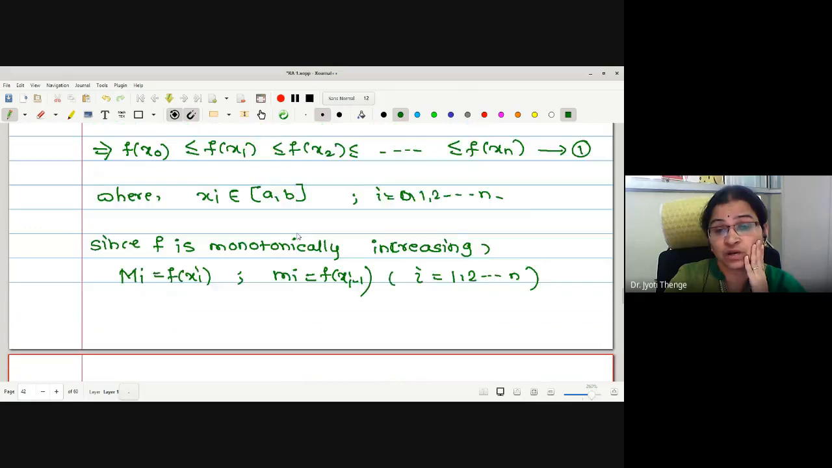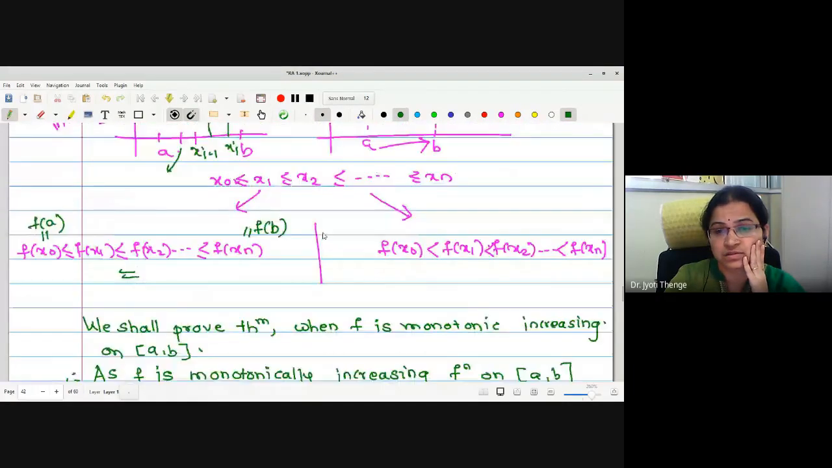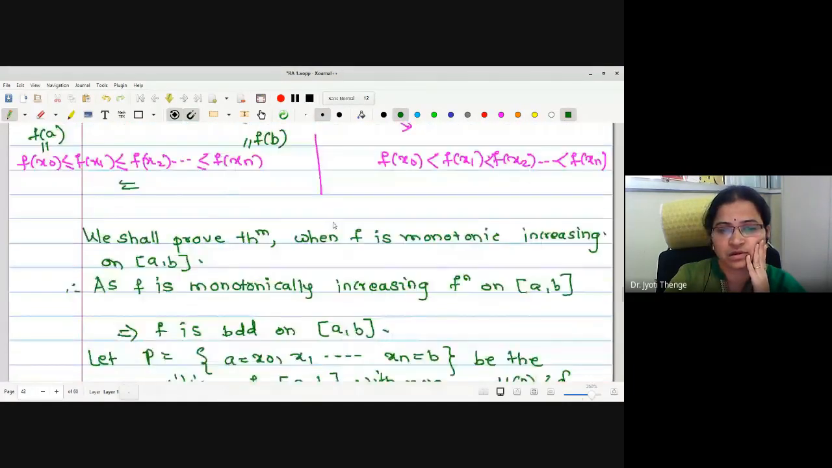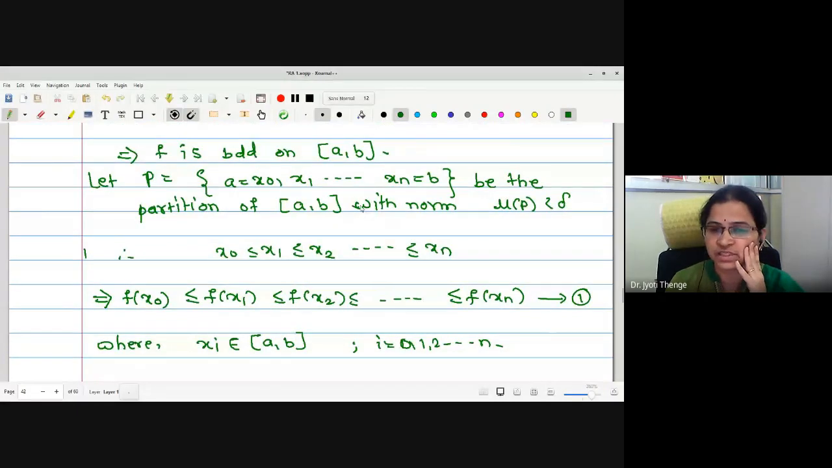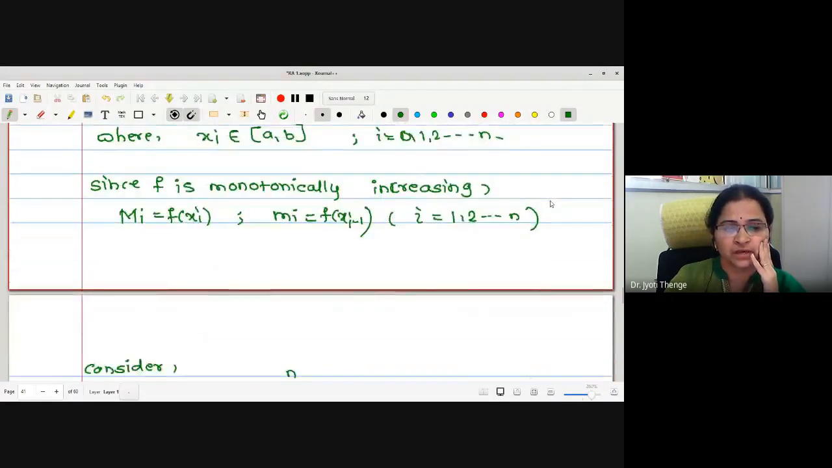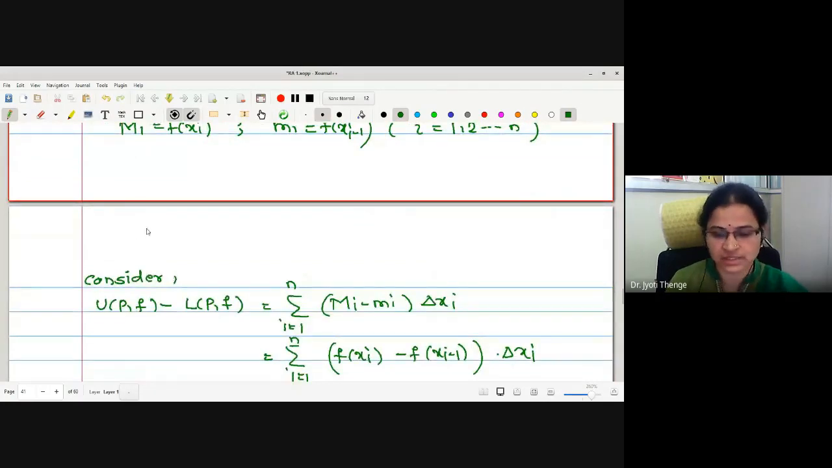Sorry, here what I want to change is, so simple change. Here we should not write with norm p less than delta. Here we will just add one statement considering the partition.